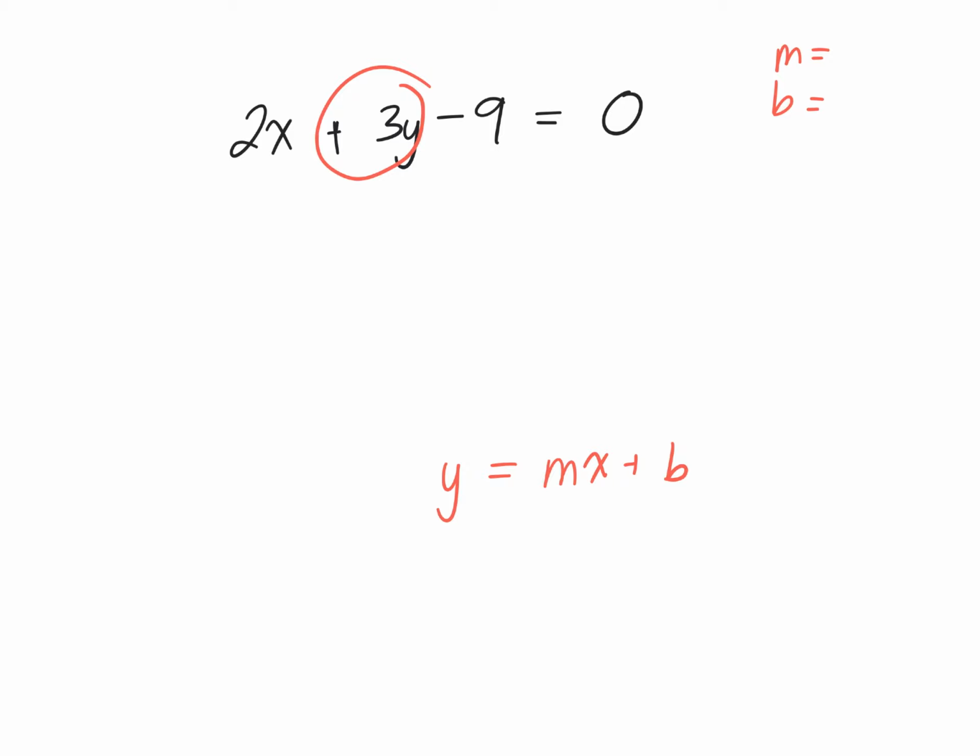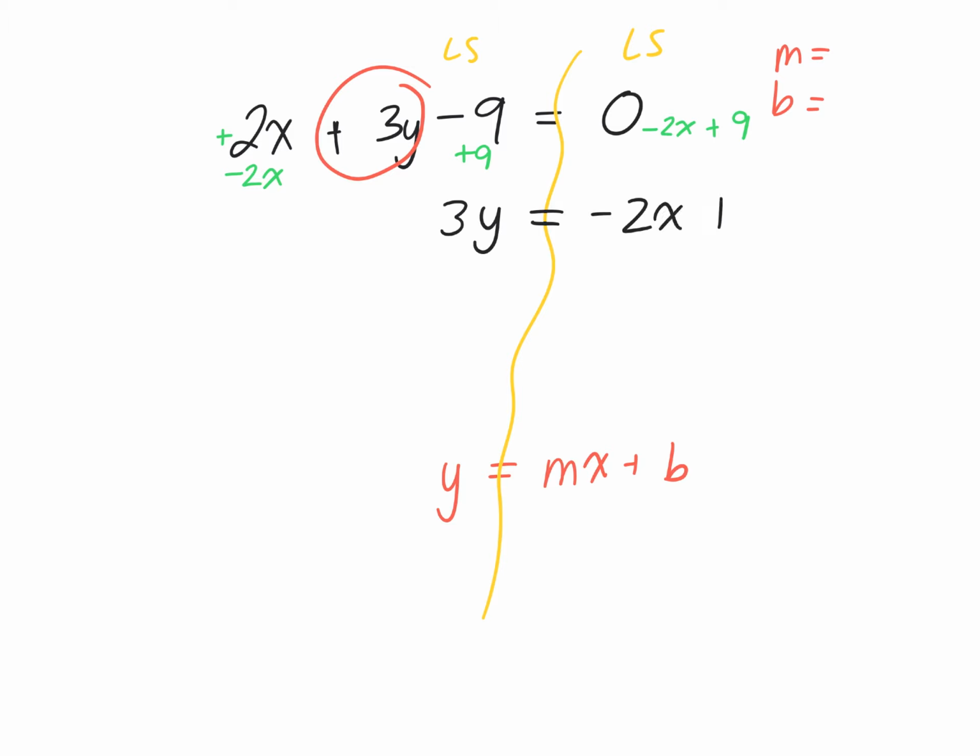What do I need to eliminate from the left side of the equation? What's around the y? Yep. What's the opposite of positive 2x? Minus 2x, and what's the opposite of negative 9? Positive. Okay, so I have to put negative 2x and positive 9 on the right side. What am I left with on the left side? Just y or 3y? Okay, so 3y equals negative 2x plus 9.